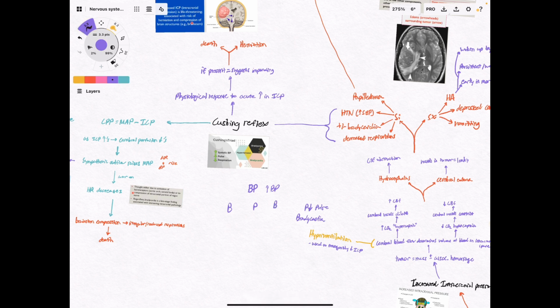And then for the B, it's going to be decreased breathing. So that's kind of how I remember the Cushing reflex, but let's go into more detail about what the Cushing reflex actually is.